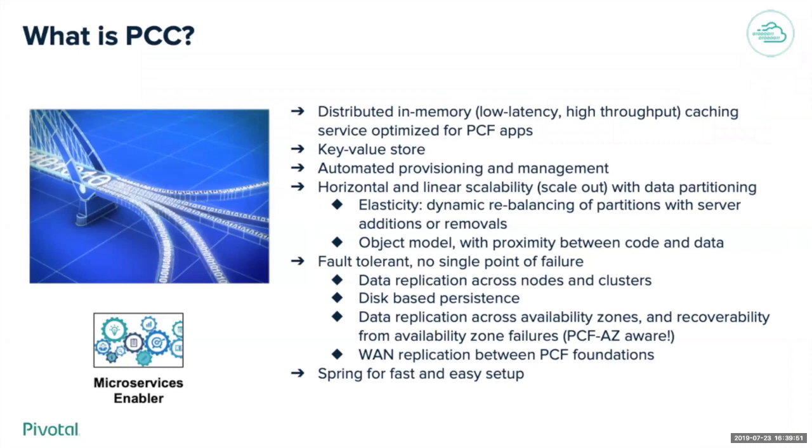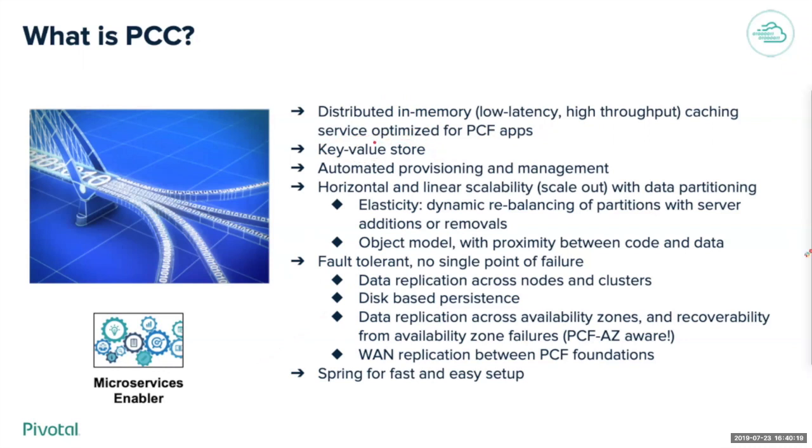So what is Pivotal Cloud Cache? Let me get a pointer. Pivotal Cloud Cache is a high performance, high availability caching layer for Pivotal Cloud Foundry, right? For PCF apps, it's a distributed in-memory caching service optimized for PCF apps. It is a key value store similar to the Redis caching solution.